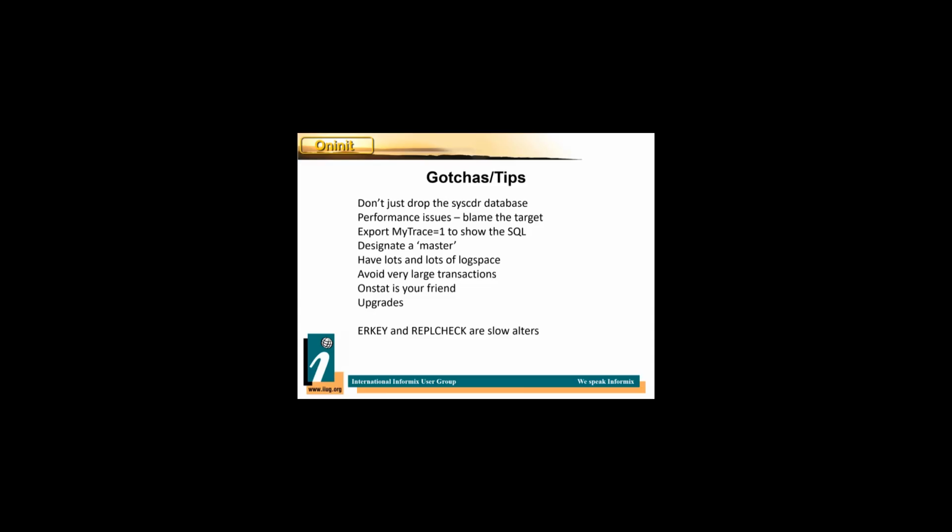If things aren't running as well as you think they should be, always blame the target, not the source. So if you're replicating 1 million rows and it appears to be very slow, start with the target and work your way back. When you're running a CDR command, you can export mytrace equals 1, and it will show you the SQL that's been run, and it will give you the statements that have been run if they're available.